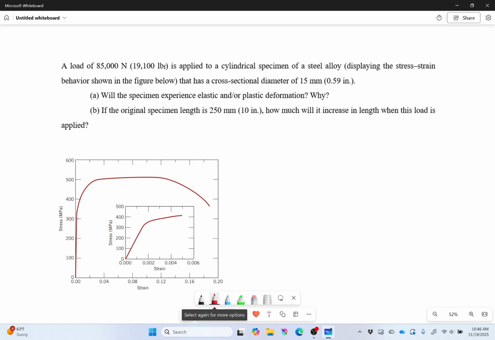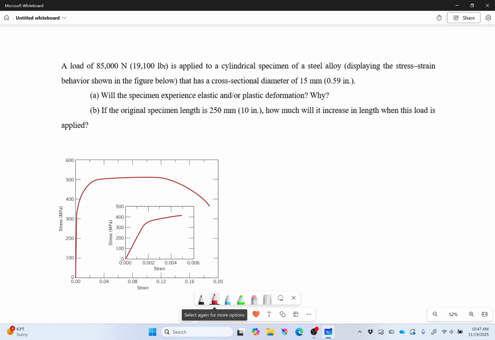Everyone, welcome back. So let's continue this series of problems on material science, focusing in on the mechanical properties of materials. And this time we're going to get some experience working with the actual graphs themselves and how we can use these graphs of the stress-strain behavior for different alloys to determine what's going to happen when we load them.